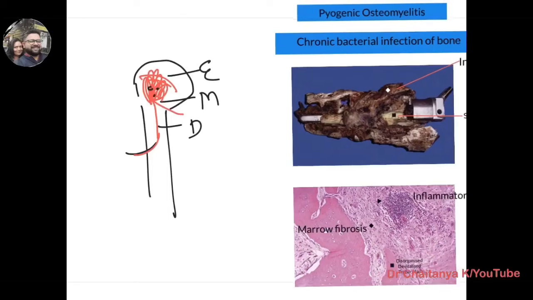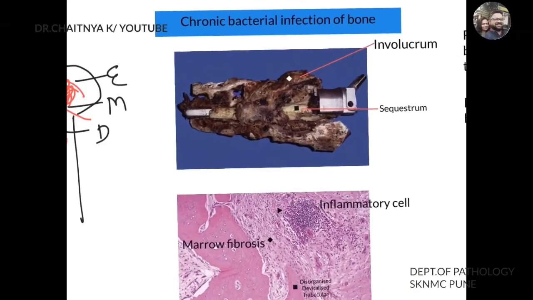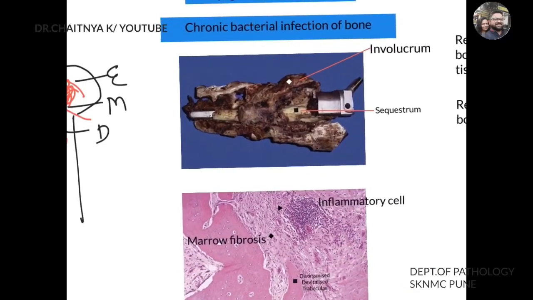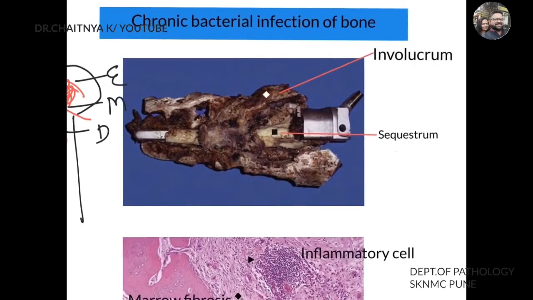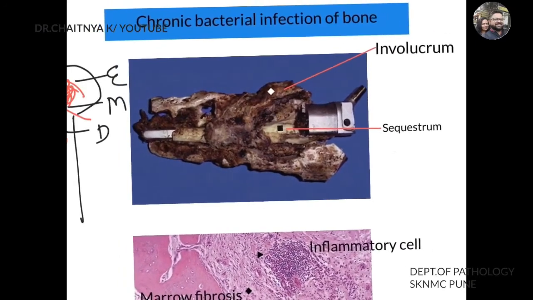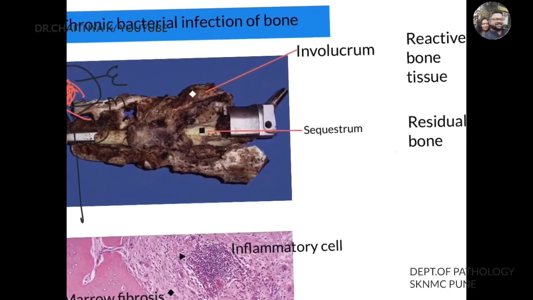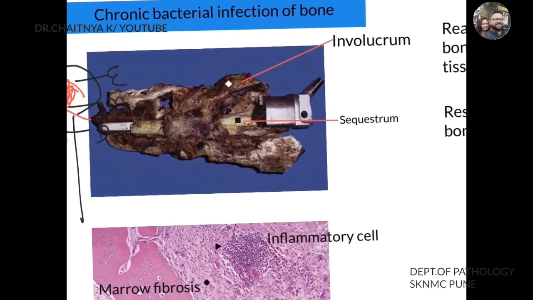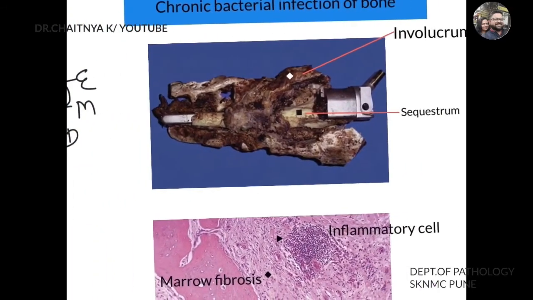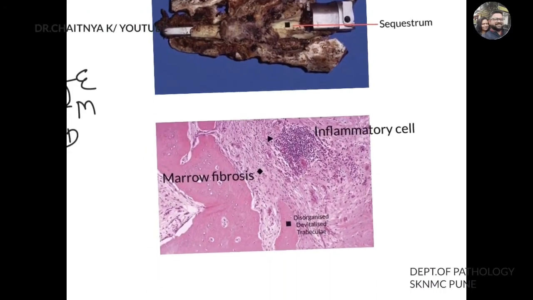Coming to osteomyelitis, pyogenic osteomyelitis, where pyo means bacterial, may be acute or chronic. In the chronic case, there are 2 terms you should know: the involucrum and the sequestrum. When there is a bone infection, whether acute or chronic, the bone gives a reaction, and that is called the reactive bone tissue, the involucrum. When there is residual or dead bone, it is called the sequestrum. These can be seen in pyogenic osteomyelitis, and this is the gross picture of osteomyelitis.